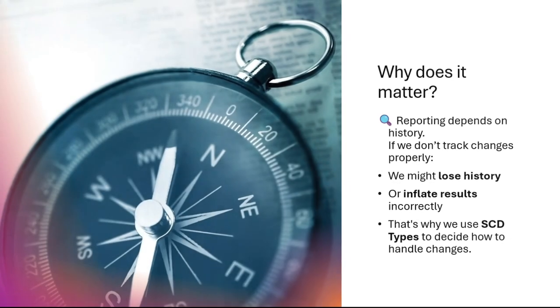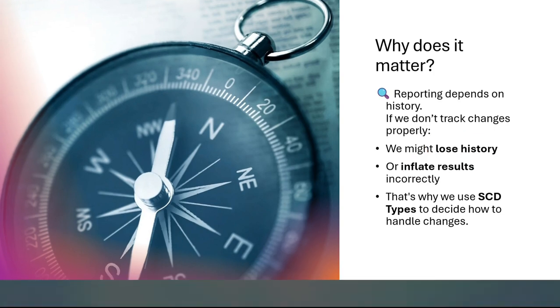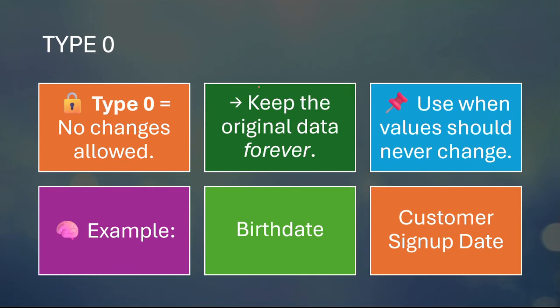First, let's understand why it matters. Reporting depends on history. If we don't track changes properly, we might lose the history or inflate the results. That's why we use SCD types to decide how to handle these changes, because this is really important to a business. And we'll see what type 0 is.